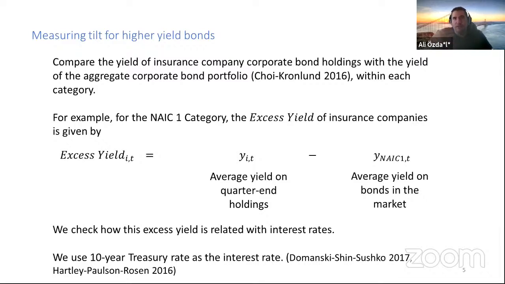And in order to facilitate this, what we do is that we compare the yield on the insurance company corporate bond holdings with the yield of the aggregate corporate bond portfolio in the same NAIC category. So we calculate this excess yield, which is the average yield on quarter end holdings in the insurance sector, minus the average yield of all bonds in the same NAIC category. Okay, so basically, if excess yield is positive, that means that insurance companies are holding bonds that have higher yield relative to the market. And if it is negative, they are holding bonds that have lower yield relative to the market in the same category.